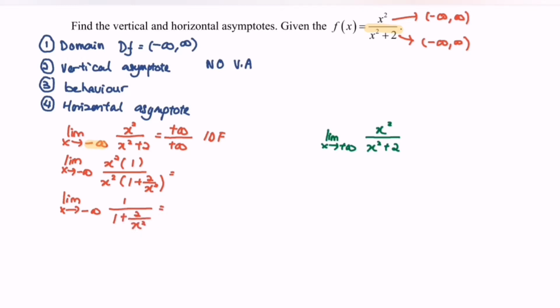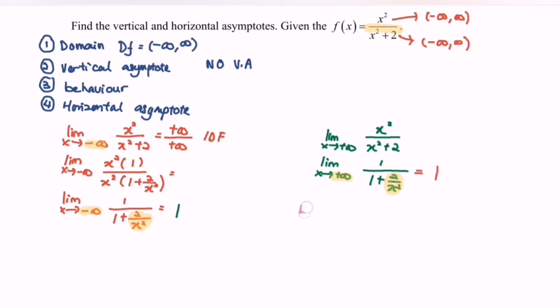So from here, if we substitute negative infinity into this part, we will obtain 0. So finally, our answer will be approaching 1. Next, repeat the same situation. Limit when x approaching positive infinity. So we will have 1 over 1 plus 2 over x squared. For this situation, substitute the positive infinity into this part and we will have 0. So finally, we are approaching 1 as well.